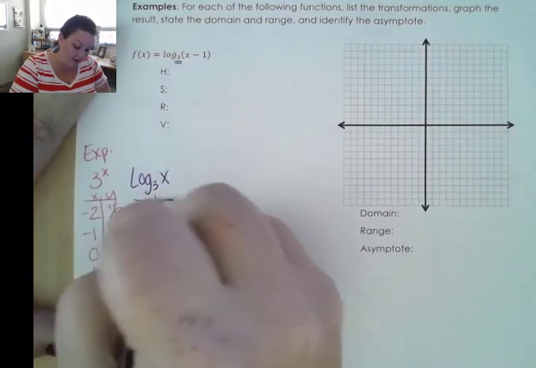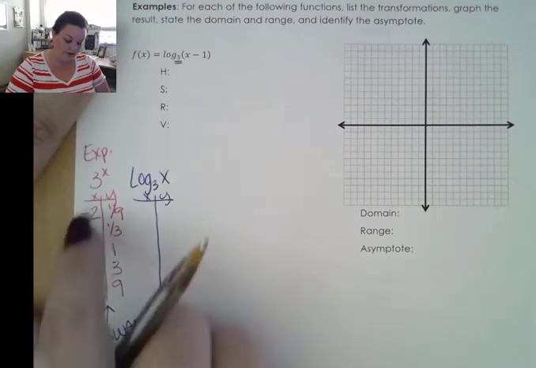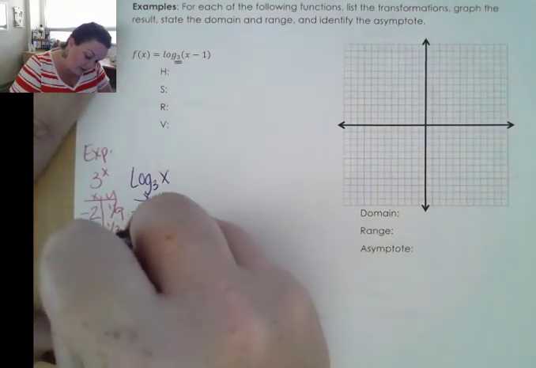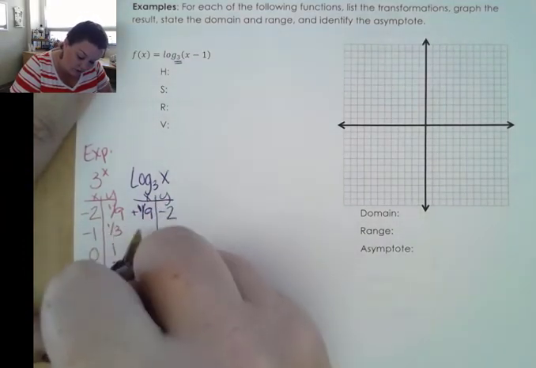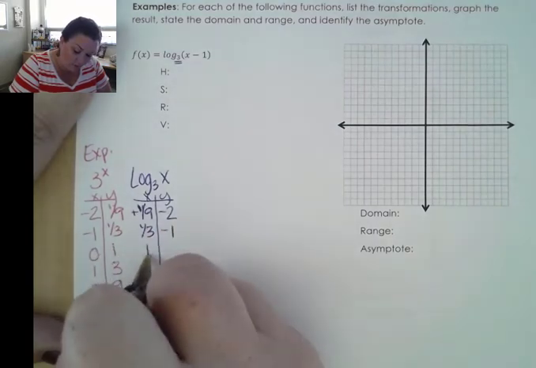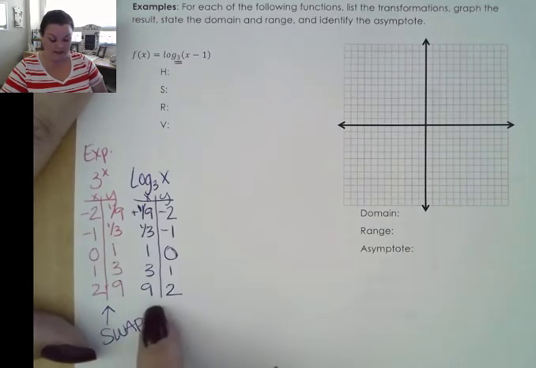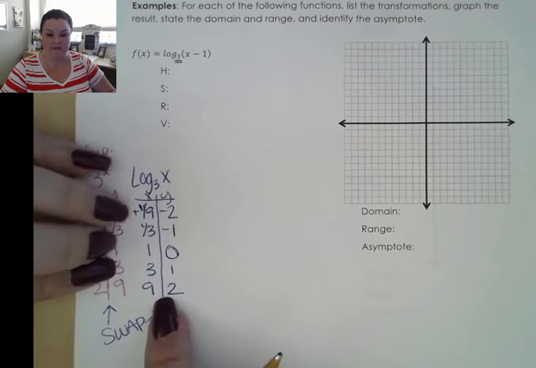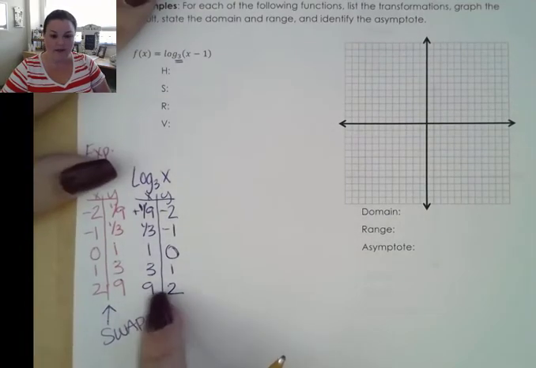So to get that parent table of log base 3 of x, I'm going to swap these two tables, okay? So everything that was an x is now a y. Everything that's a y is now an x. So we get, not negative, sorry, positive 1/9, -2; 1/3, -1; 1, 0; 3, 1; and 9, 2. So this is my log table. So now that I have my log table, I just ignore this exponential table. I don't need to know anything else about that. The only reason I did that is so I could get my log table.